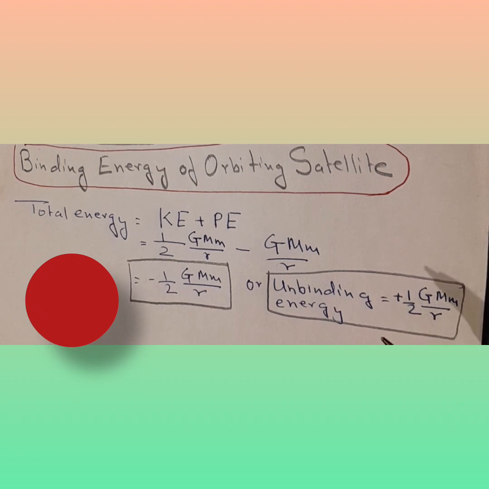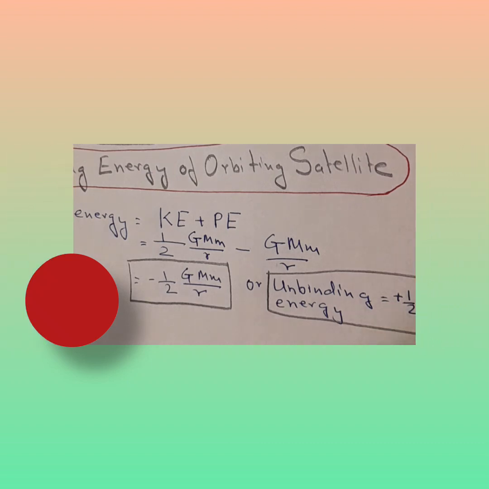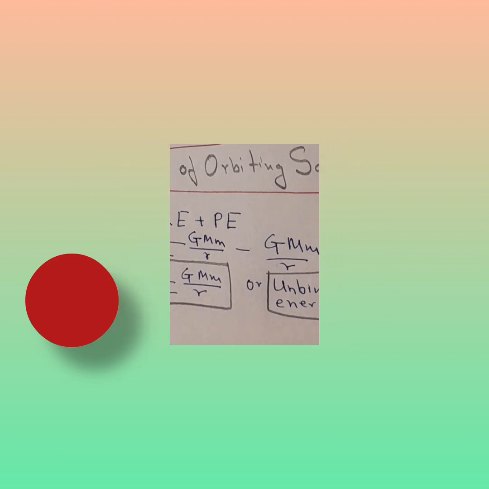So what we did is binding energy of satellite, time period of satellite, we just saw critical velocity, then we saw escape velocity, we saw potential energy, we saw gravitational potential energy, then we also saw variation of g with depth, variation of g with altitude, and variation of g with latitude. Alright.